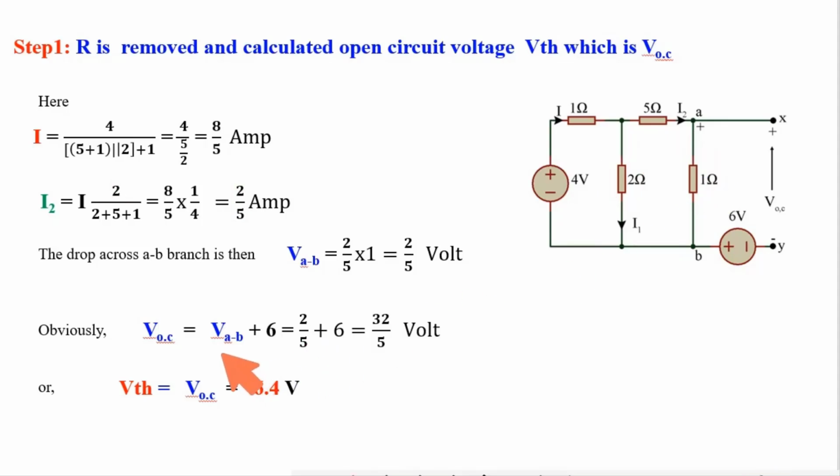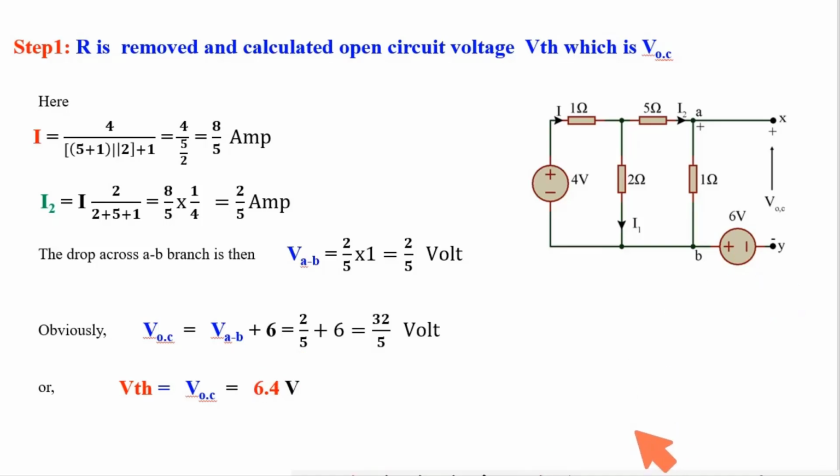So I need to find out VAB. What is VAB? VAB is equal to current through this 1 ohm multiplied by this 1. So VAB is equal to 2 by 5 multiplied by 1, that is 2 by 5. This is VAB. So what is VOC? Open circuit voltage, that is VAB plus 6 volt. So ultimately we got 6.4 volt. So 6.4 volt is VTH.